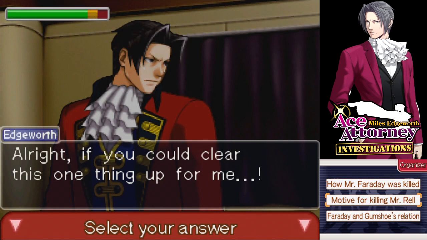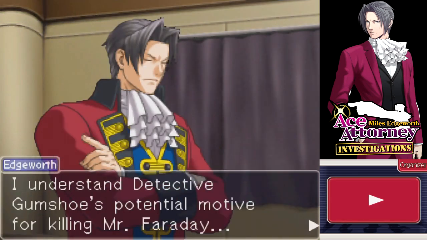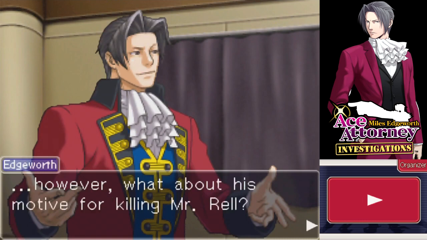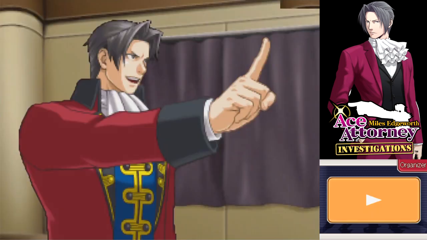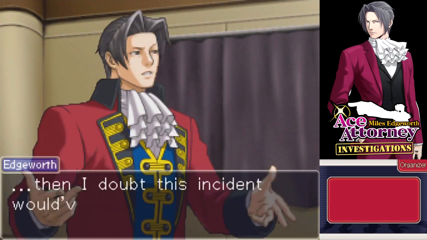Well, also, Mr. Rell. Why would he kill Mr. Rell? Because, I mean, we know Faraday and Gumshoe's relation. He was a detective. And motive for killing Mr. Rell. Yeah. He was an innocent man. Well, he wasn't innocent, but in this circumstance, maybe. I understand Detective Gumshoe's potential motive for killing Mr. Faraday. Hey, I didn't kill anyone. Shut up. However, what about his motive for killing Mr. Rell? His motive for killing Rell? Like I would know. If there's no clear motive for both of the murders, then I doubt this incident would have occurred. Wouldn't you agree?